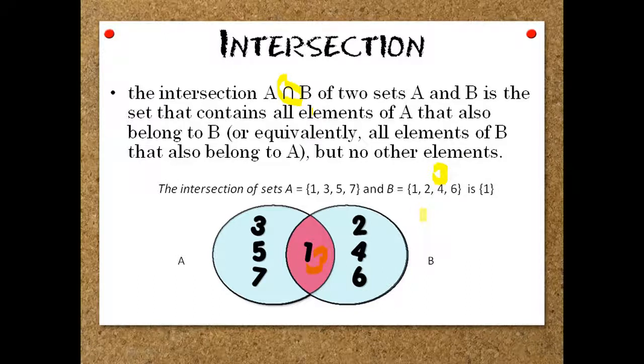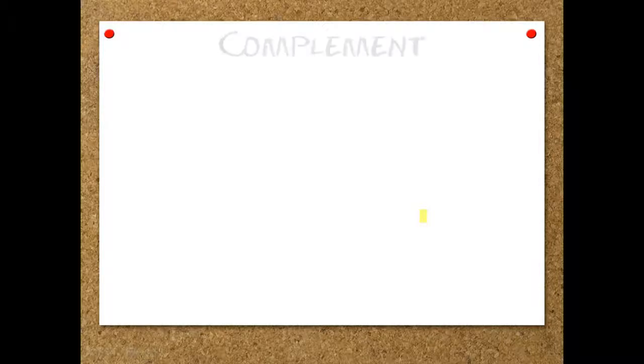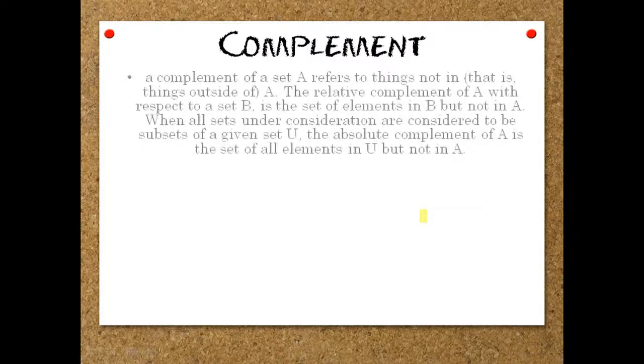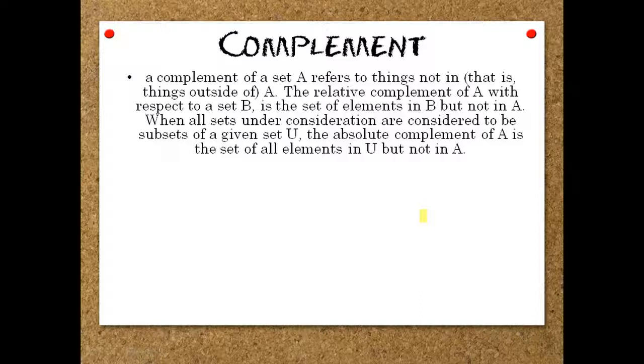Okay, next one is the complement. A complement of a set A refers to things not in A, that is, things outside of A. The relative complement of A with respect to set B is the set of elements in B but not in A.